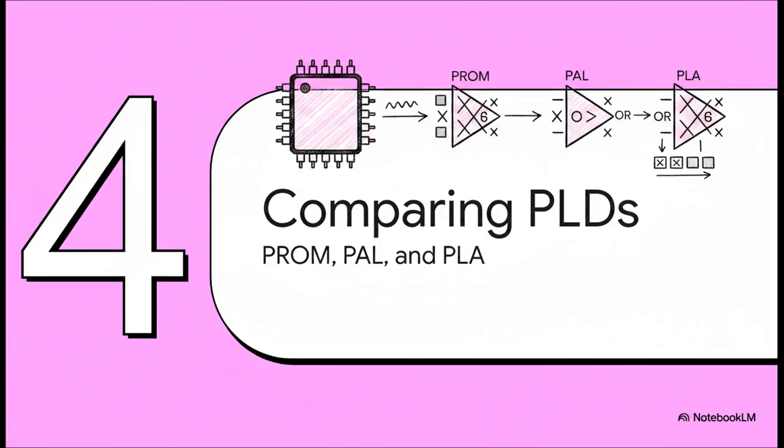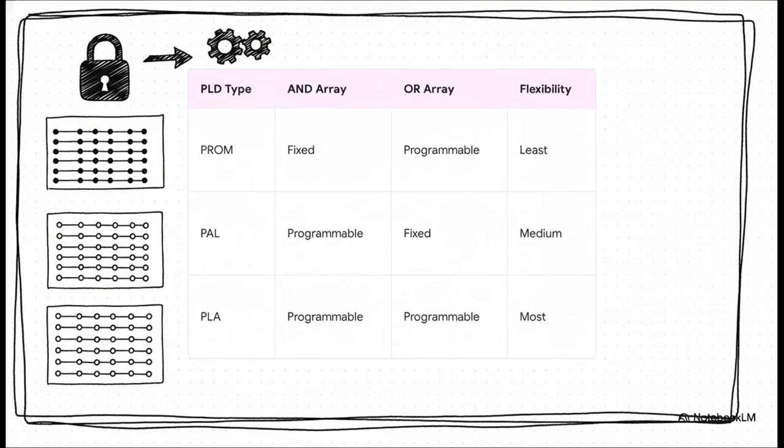Section 4. Comparing PLDs, specifically PROM, PAL, and PLA. Think of this table as your ultimate cheat sheet for combinational PLDs. It perfectly shows how flexibility scales based on how many logic arrays you're actually allowed to tweak. Up top, we have PROM. Think of a PROM as having a fixed AND array, which basically acts as a full decoder, but it gives you a programmable OR array. Because that AND array is fixed, it's the least flexible option.